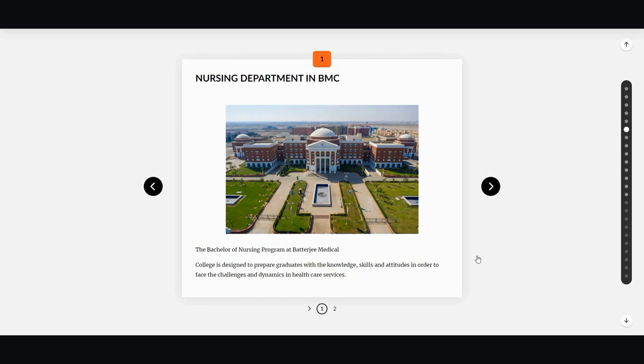So, the bachelor degree of nursing in MdcB Medical College, as you know, is designed to prepare graduates with a proper amount of knowledge, skills, and attitude in order to face the challenging dynamics in healthcare services.